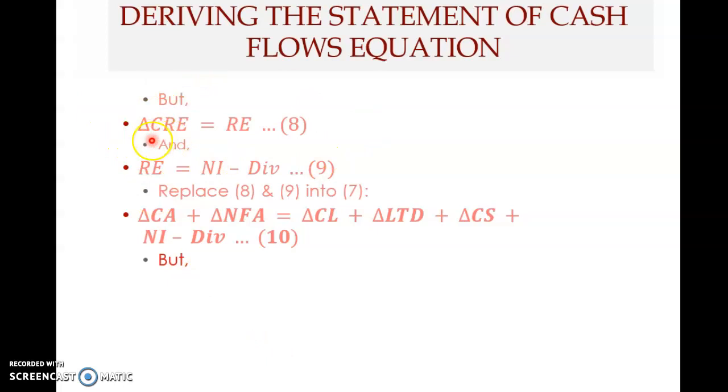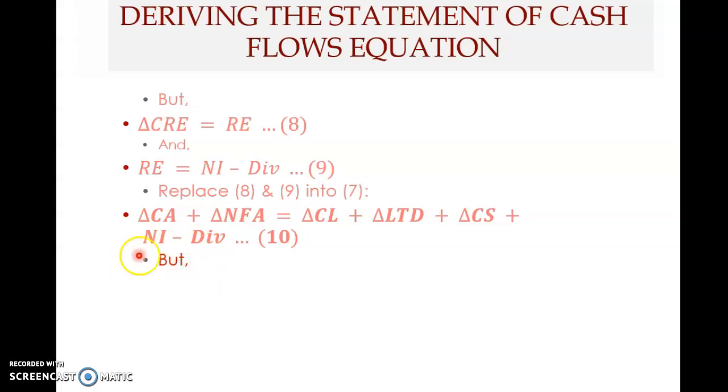Then we continue. This is what we have done previously. It's not new. The change in cumulative retained earnings is equal to retained earnings, and we know that retained earnings equals net income minus dividends. So we replace this into the earlier equation, equation number 7, and we have equation number 10. This is not new. We have seen this in the previous chapter when we derived the cash flow statement. The statement of cash flows is slightly different, so from now, beyond this, we are going to diverge slightly. It's not the same as what we have done in chapter 2.